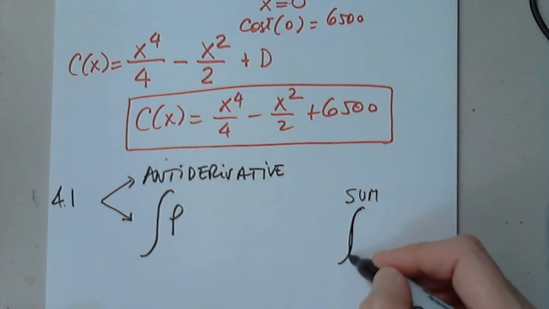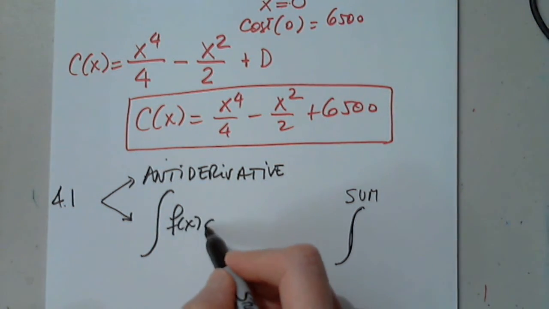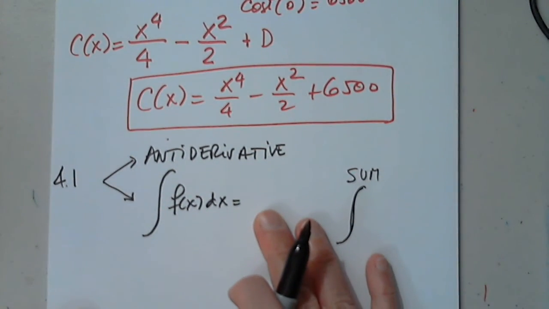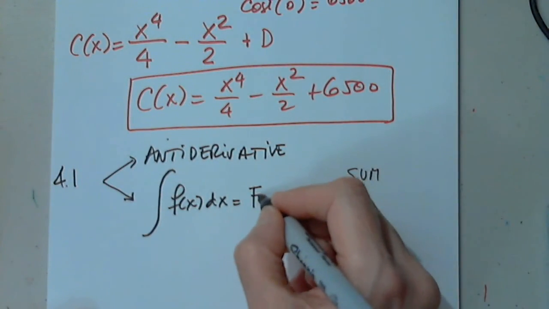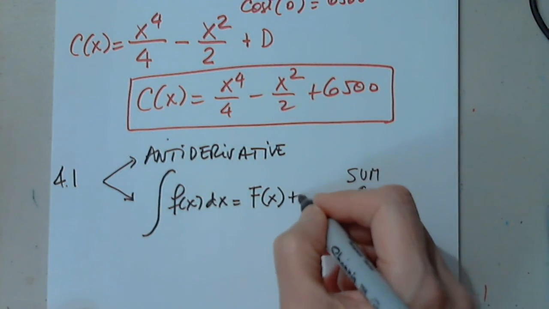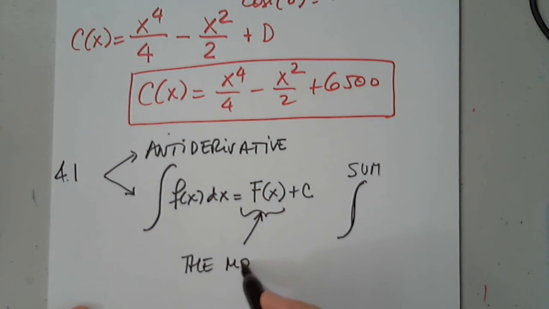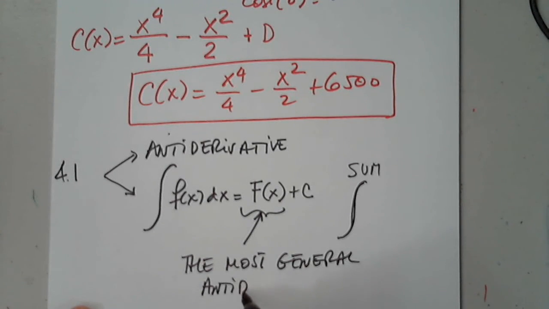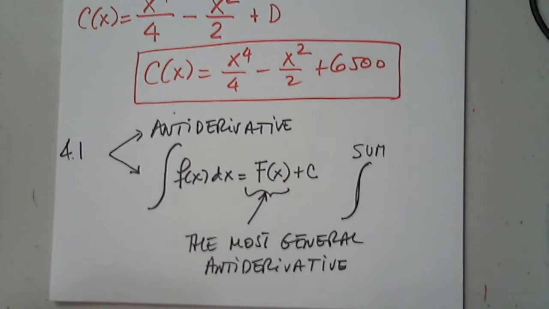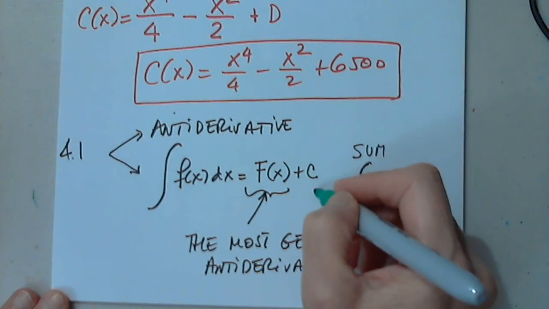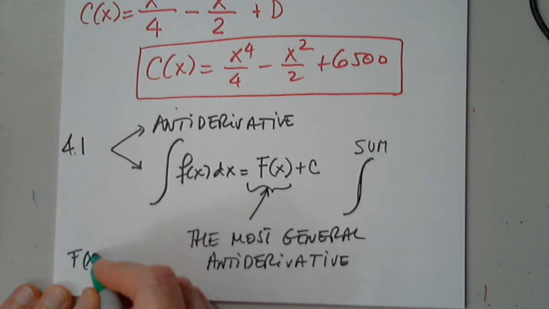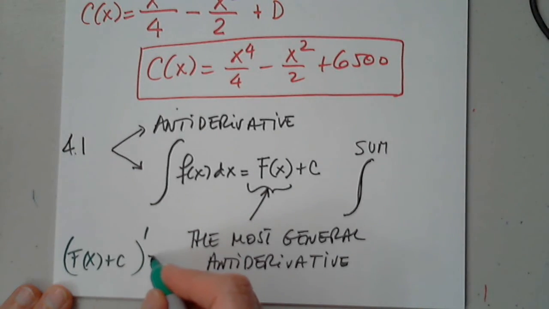An elongated s of f of x dx. And that is the most general antiderivative plus a constant c. Again, this is the notation for the most general antiderivative. Now, I want to write this down. We used it several times. If I differentiate this, f of x plus a constant c, what should I always get?